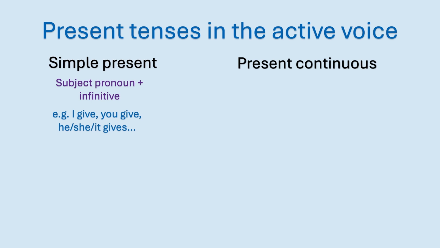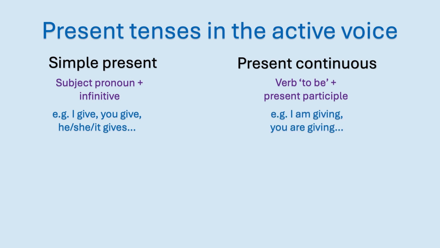Present continuous. This is formed with the verb to be plus the present participle. The present participle ends in ing. I am giving. You are giving. He, she, it is giving. We are giving. They are giving.